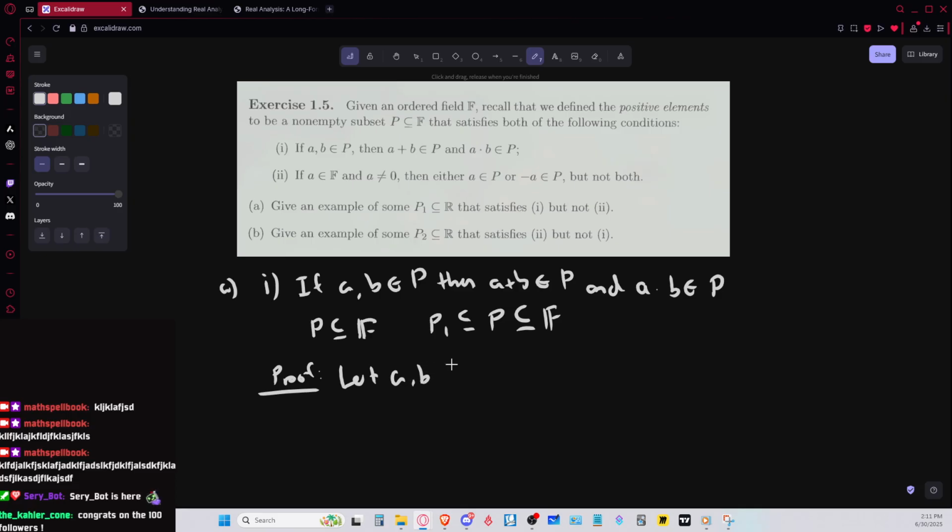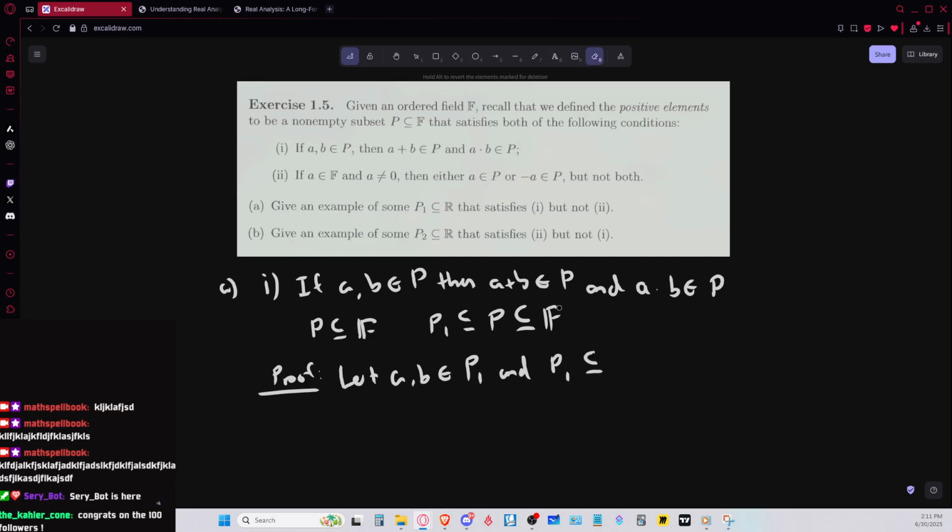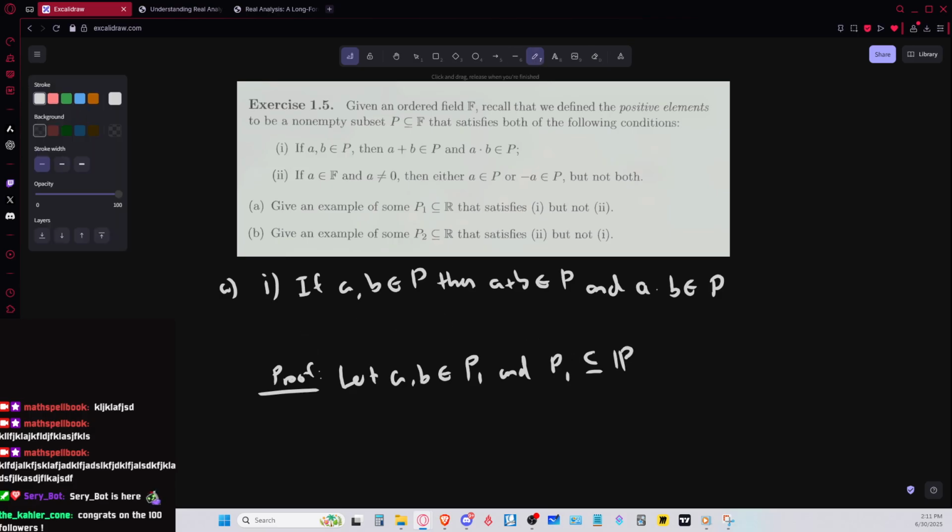An A and B, and P1. Maybe we should erase this because it says it's a subset of the real numbers, so that satisfies.